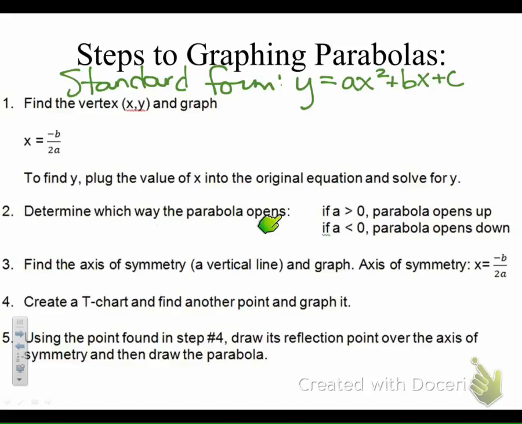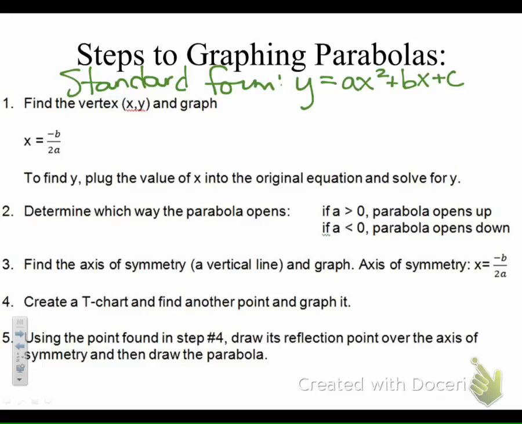Determining which way the parabola opens. If that leading coefficient is bigger than 0, the parabola will open up. If that leading coefficient is less than 0, the parabola is going to open down. We're also going to find an axis of symmetry, and that axis of symmetry is going to run through that vertex. It's going to be the vertical line going through that vertex.